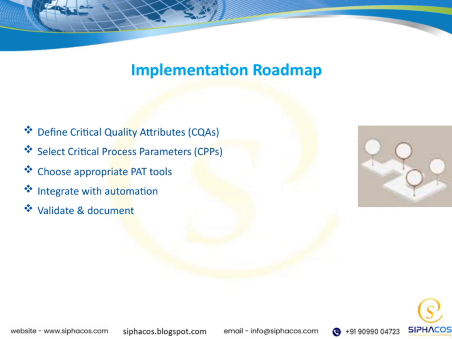Finally, validation and documentation are key. We need to validate that our PAT tools and processes work as intended and thoroughly document everything for compliance and future reference. This roadmap connects directly to our overall goal of achieving a more robust, efficient, and quality-driven manufacturing process through PAT. Every step builds on the previous one, ensuring a structured approach to successful implementation.